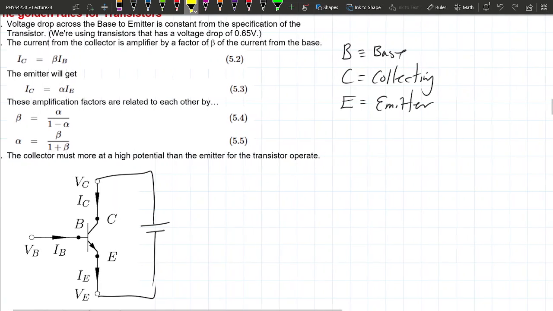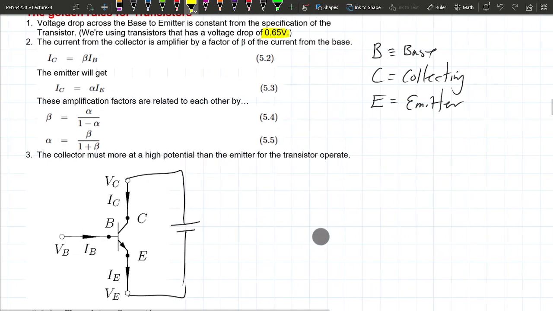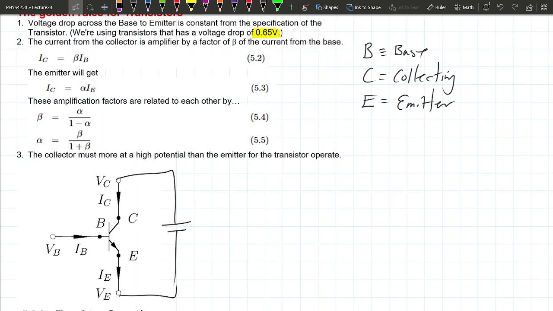It's going to have a drop of 0.65 volts, one diode drop worth of voltage. So whatever the voltage at the base is, and you compare it to the voltage at the emitter, the base is always going to be higher by 0.65 volts. Not too bad.